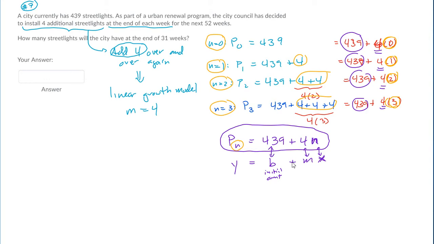And we can easily figure out what's going to happen at the end of 31 weeks. In my case, I'm getting 563, if you want to check it with my numbers. Then you can go ahead and apply this to your version of the problem. All right, cool. Let's go on to problem 8.